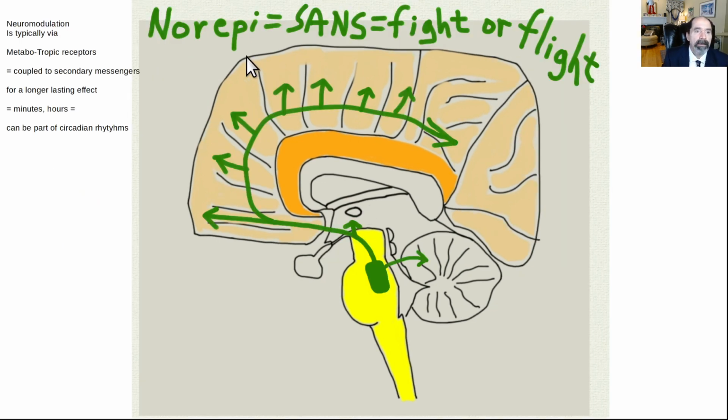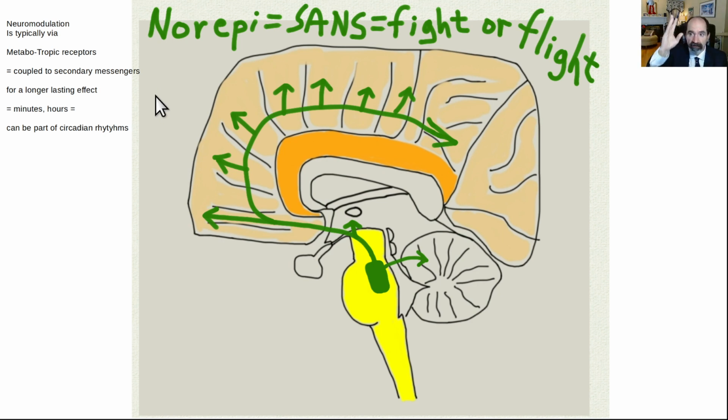And here is norepinephrine, the sympathetic autonomic nervous system, typically abbreviated SANS, and that's like fight or flight mode, like we just talked about. Something physical and stressed or dangerous gets you hyped up. And again, these are working primarily through metabotropic receptors, coupled through secondary messengers like G proteins, for example, in the cytoplasm that can activate multiple things that last for hours.